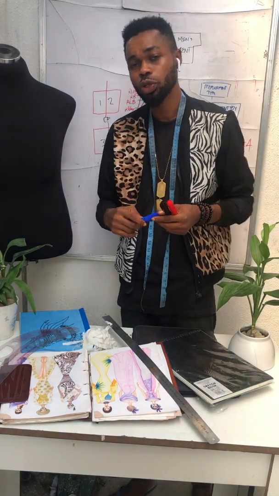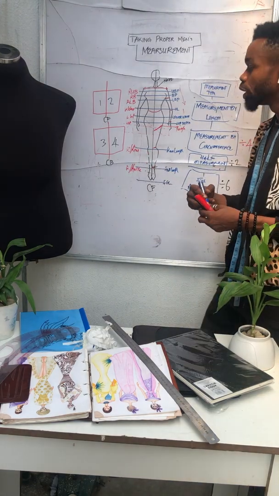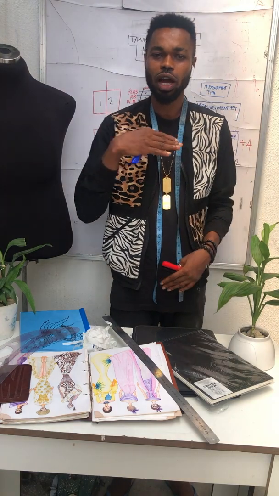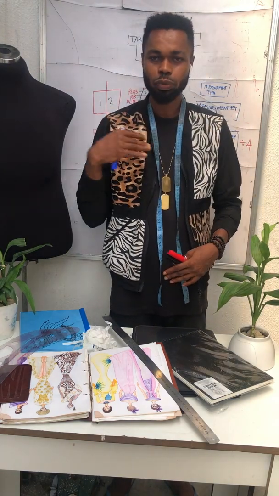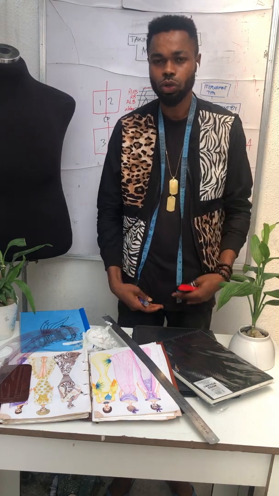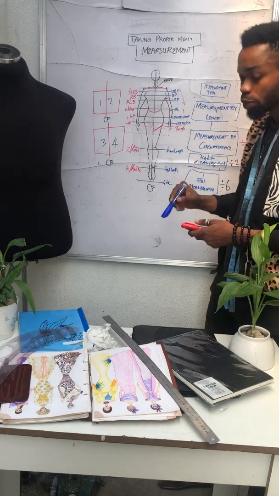Our first measurement we're going to be dealing with is measurement by length. In measurement by length, there are those measurements that cut across your body from your head to your toe. So we have your upper bust point, your bust point, your lower bust point, your half length, your hip depth, your knee length, and your full length. So what you have here now is all the measurements by length.